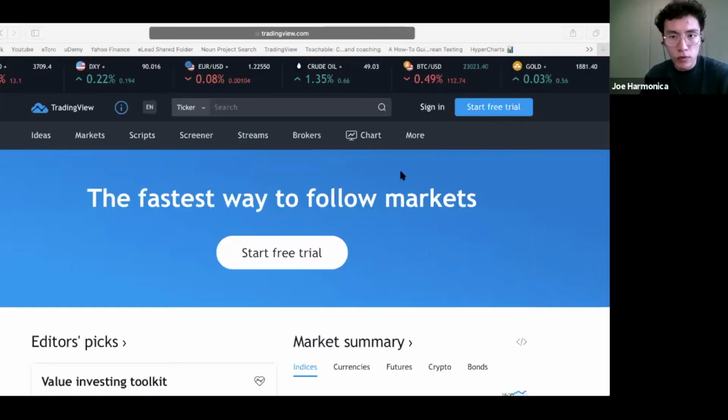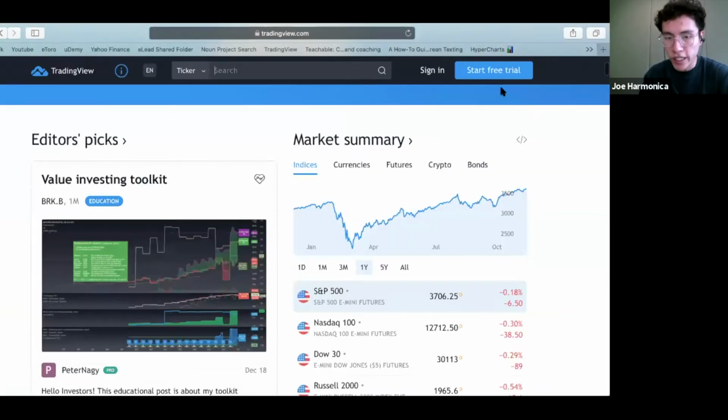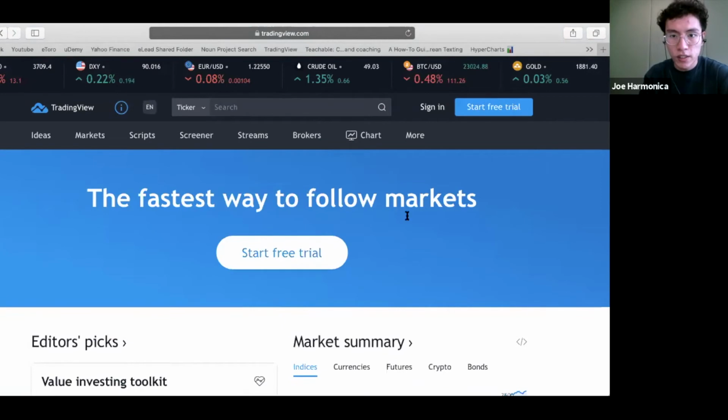Oh, hold on a second. Let me share this. So once you go to TradingView, this is what you will see. Yep, this is what you will see in TradingView. You don't need to care about any other stuff. So once you are in TradingView, just click on charts, all right?